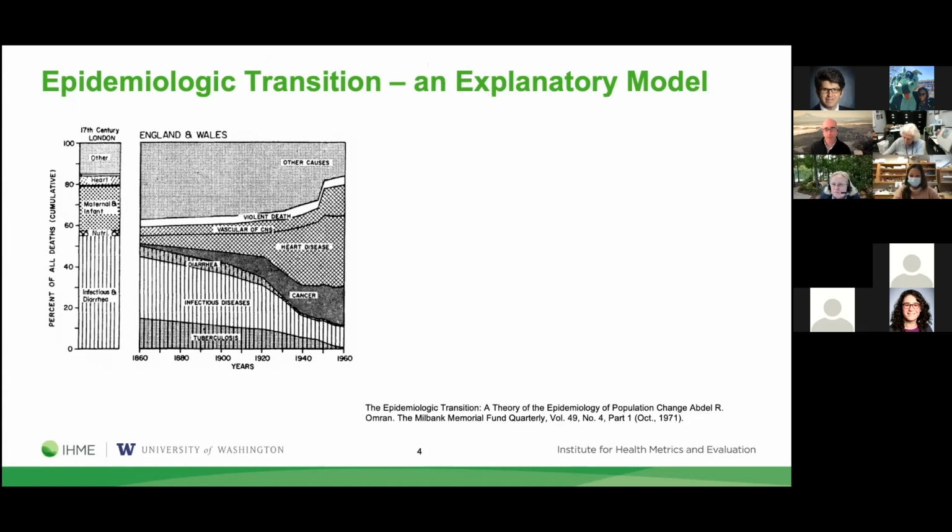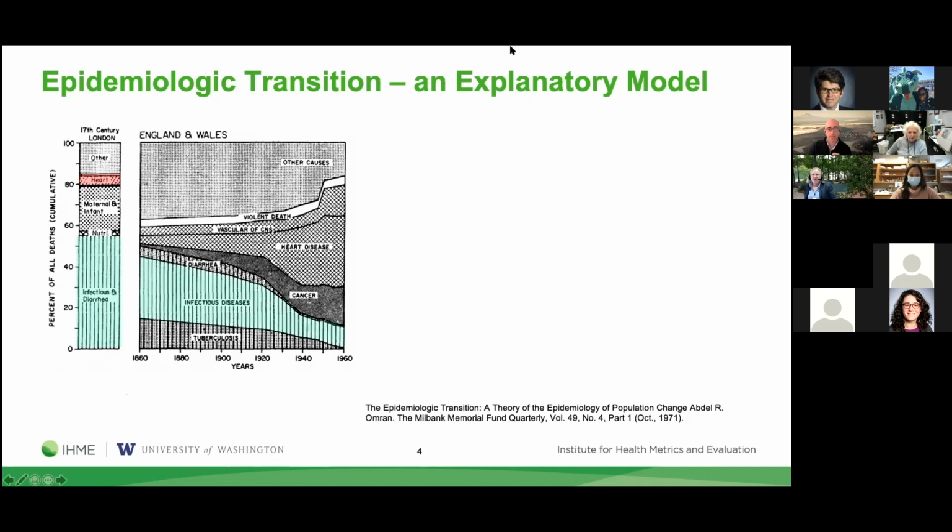What he did was work in England and Wales and London in particular, because these were places where there were death certificates going back to the 17th century. He just tabulated something super simple: the proportion of causes of death. And you can see that infectious and diarrheal deaths accounted for the majority of 17th century deaths in London, maybe not that surprising, and that heart disease was a very, very small proportion of those deaths.